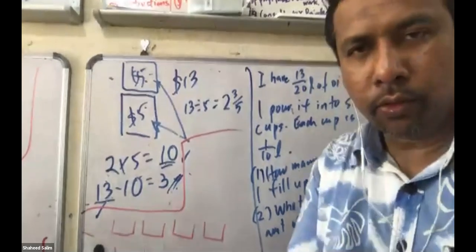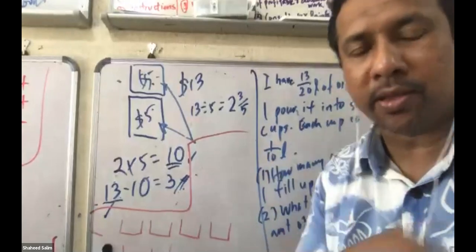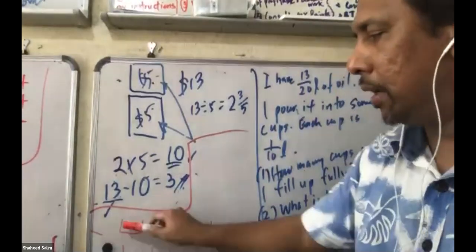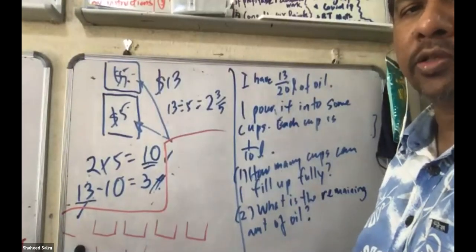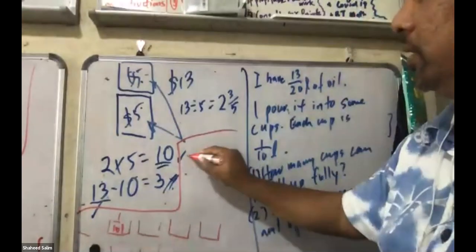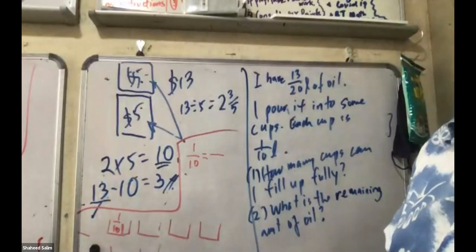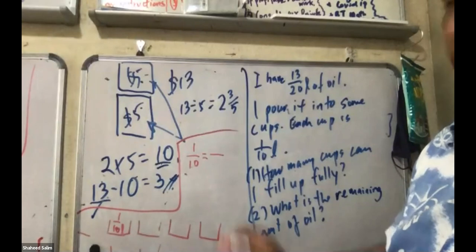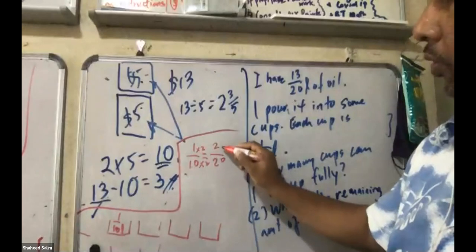Okay, you look a little bit confused. Zahin, are you confused? Iman confused? Okay, we do it step by step. How much oil can 1 cup contain? You must know first. Zahin, how much oil can 1 cup contain? 1/10. So I put down here 1/10. 1/10 is how many over 20? Times 2, times 2. 2 over 20.